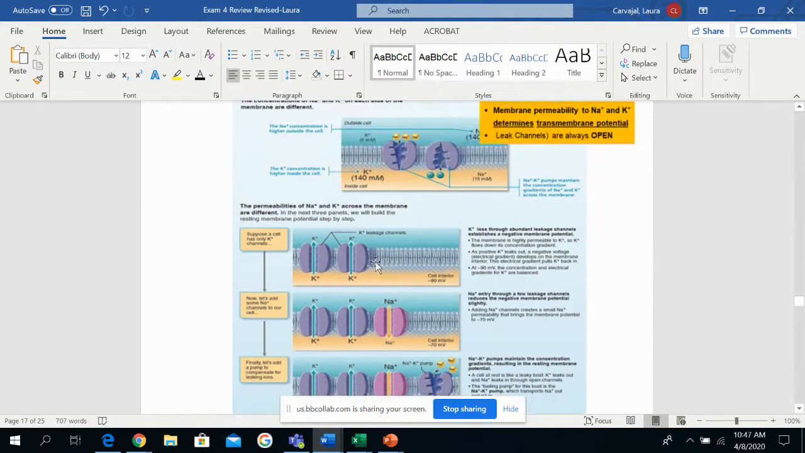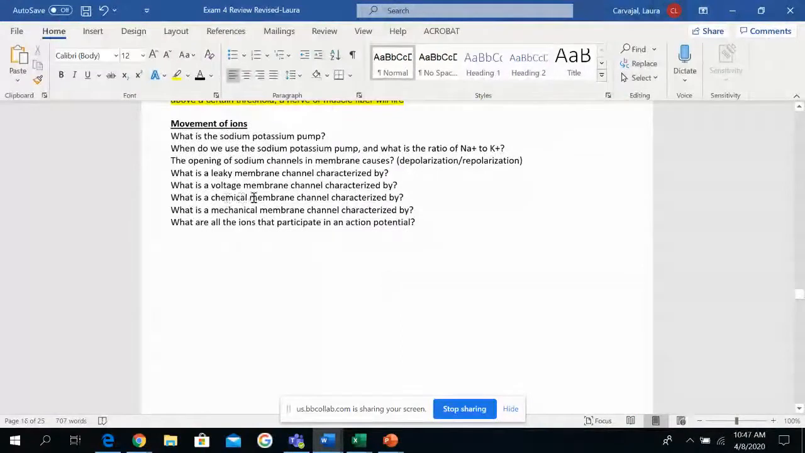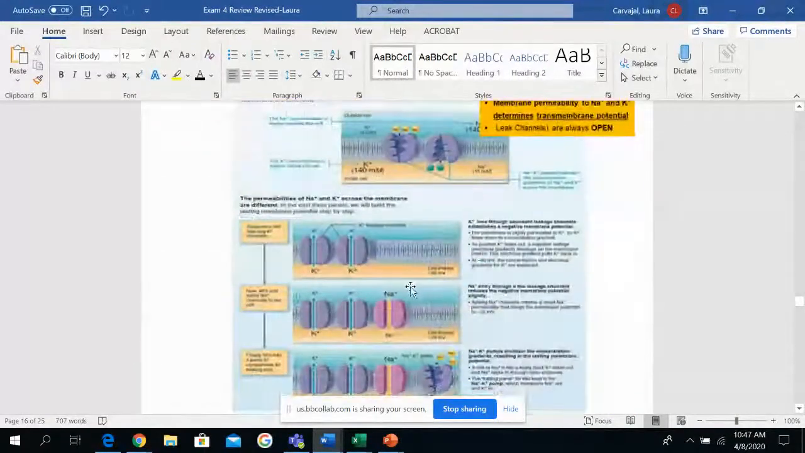Then we have our chemical membrane channels, which basically means that they only function for certain ions. These channels are really cool because they're very specific. So if potassium tries to get into the sodium channel, it will not allow it. And if sodium tries to get into the potassium channel, it will not allow it.